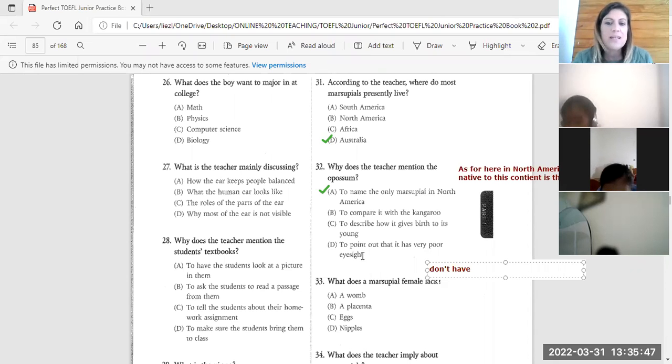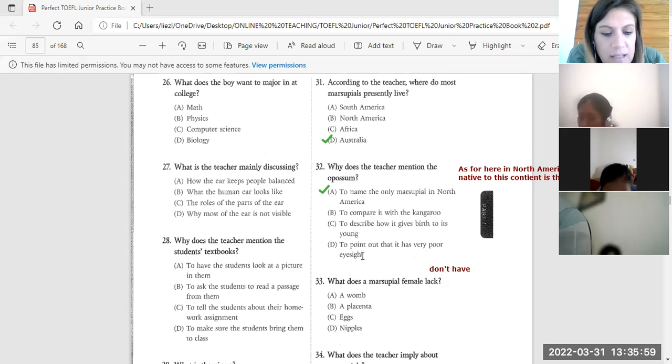Okay. So what does the female not have? That's what you need to listen for now, okay? A womb, a placenta, eggs, or nipples, okay? Here it says, the primary difference concerns how they give birth. Almost every female mammal has a placenta in her womb. The baby or babies develops and grows in the womb and gets nourishment from the placenta. A marsupial, however, doesn't have a placenta. What don't they have? What do they lack?